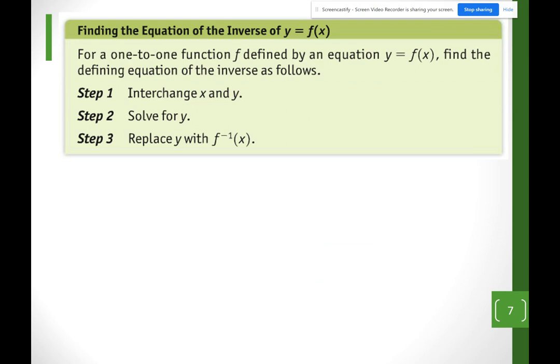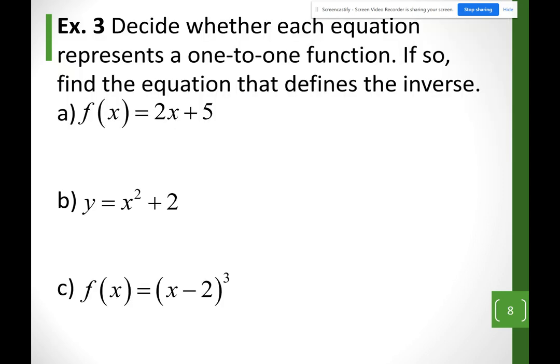Now, how to find the equation of the inverse? First of all, interchange the X and the Y value. The X and the Y value are going to switch. And then solve for Y. Your result, replace it with F inverse of X. So an example: decide whether each equation represents a one-to-one function. If so, find the equation that defines the inverse.